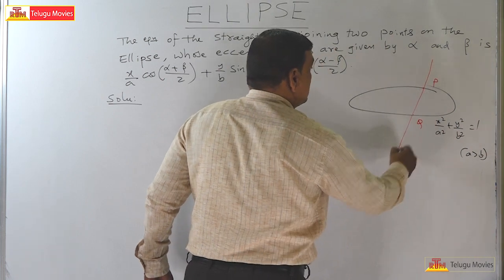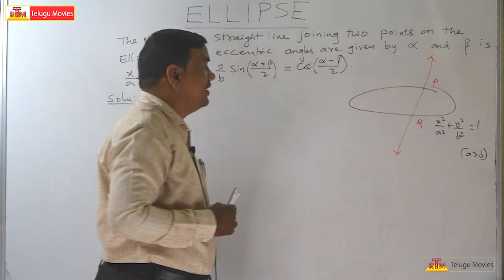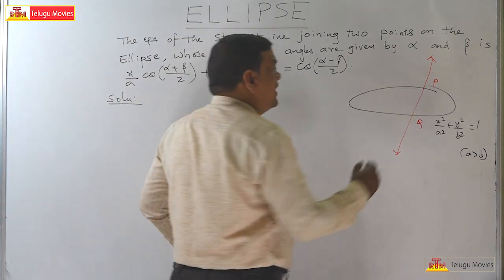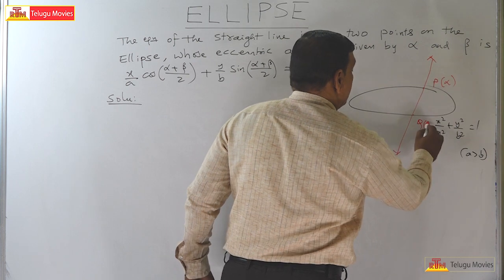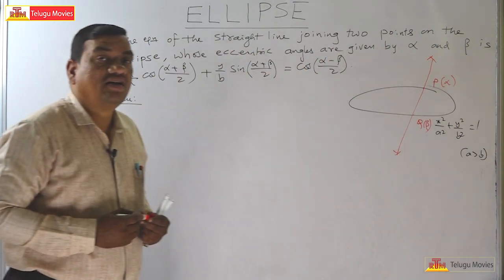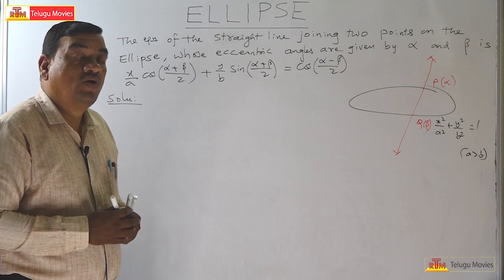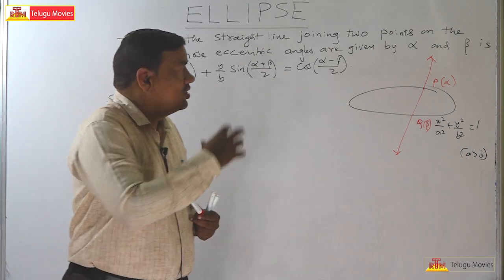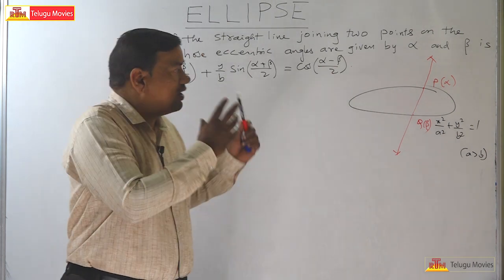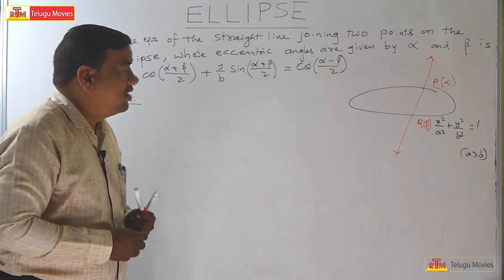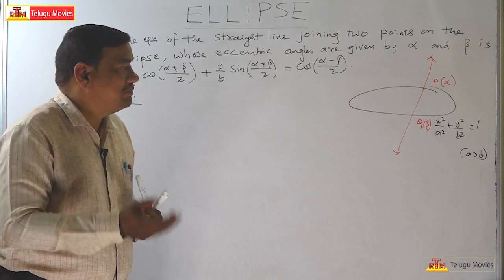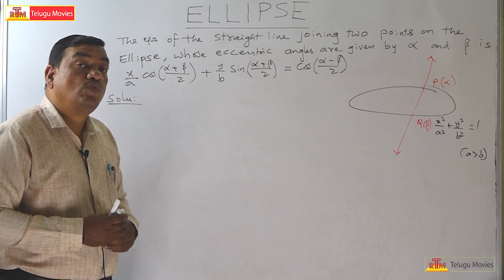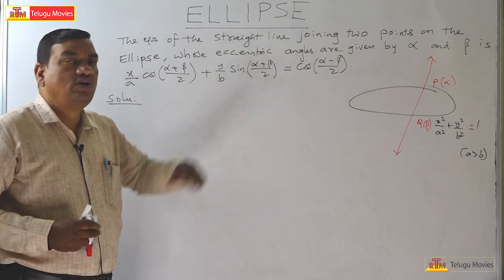If you join P and Q, whose eccentric angles are alpha and beta, already I explained what eccentric angles are. Eccentric angle means you have to take the help of the auxiliary circle, as we explained in yesterday's class. The eccentric angle of P is alpha, the eccentric angle of Q is beta, then the equation of the line joining P and Q is this, which we have to prove.